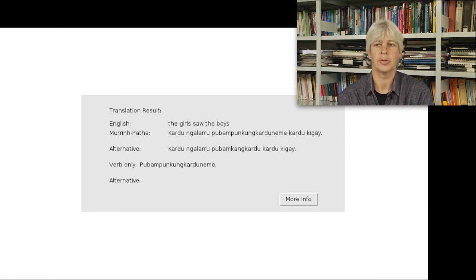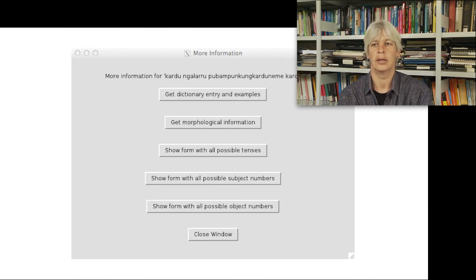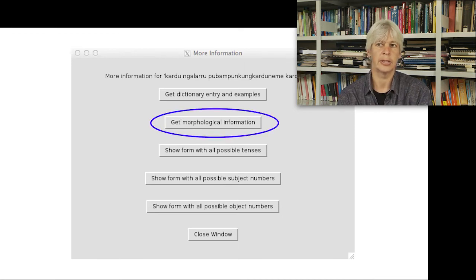information about this verb. So you can actually click on more info, and then it gives you a lot of information that you could get. You could get dictionary entries, you could get morphological information, you could get all the possible tenses in the way that I showed you before with the English example, John sleeps. You can do exactly that here. Subject numbers, object numbers, etc. So I clicked on Get Morphological Information.